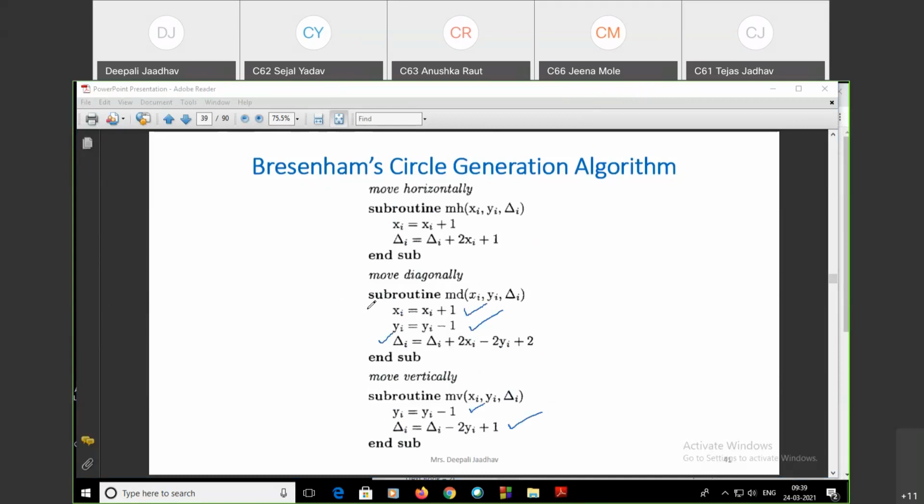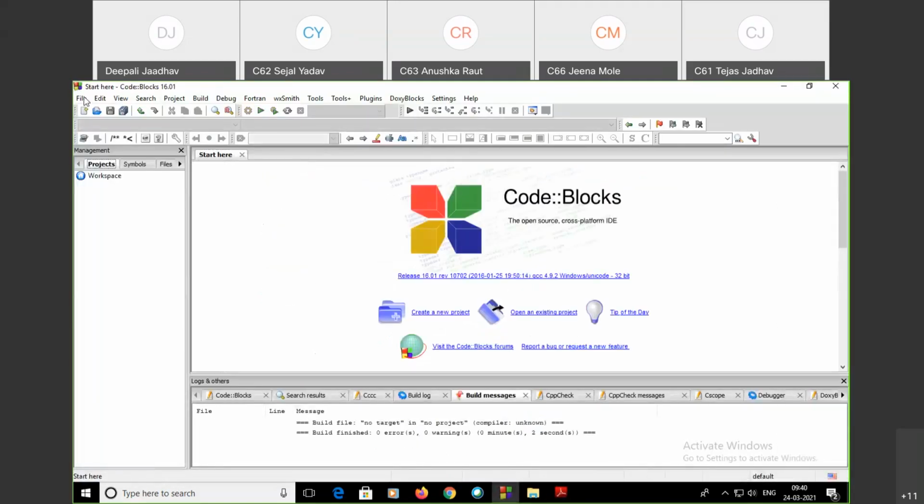So those are the only 3 moves we need to remember. Either we go horizontally, diagonally or vertically, and where to go depends upon this delta I. If it is negative, then either horizontal or diagonal. If it is positive, either diagonal or vertical. And if it is equal to 0, then only diagonal. Now I am going to show you the expected output for this.